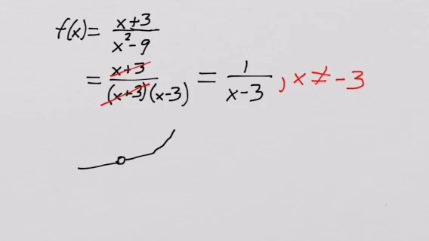But we do have an asymptote where this is 0, now that we don't have any common factors. And we know that is 0 when x equals 3. So x equals 3 is a vertical asymptote of this rational expression.